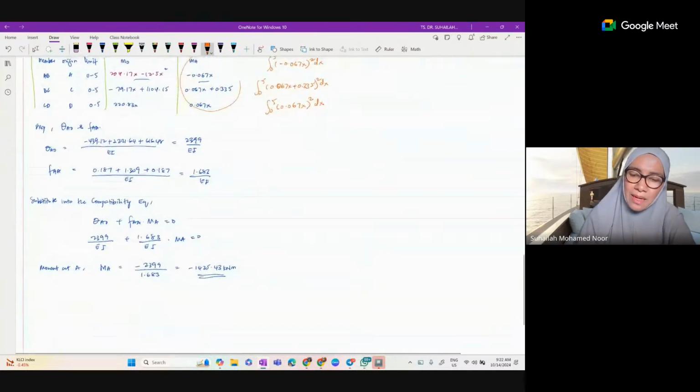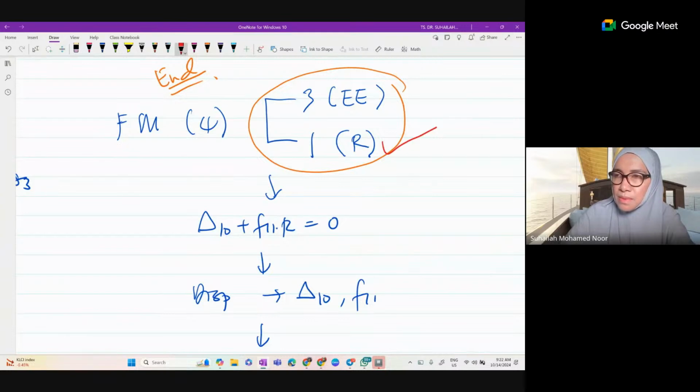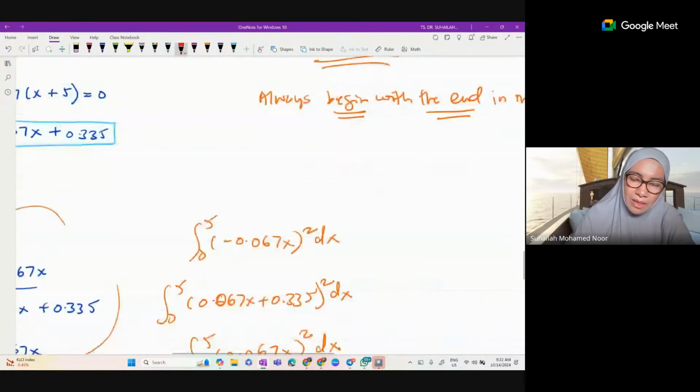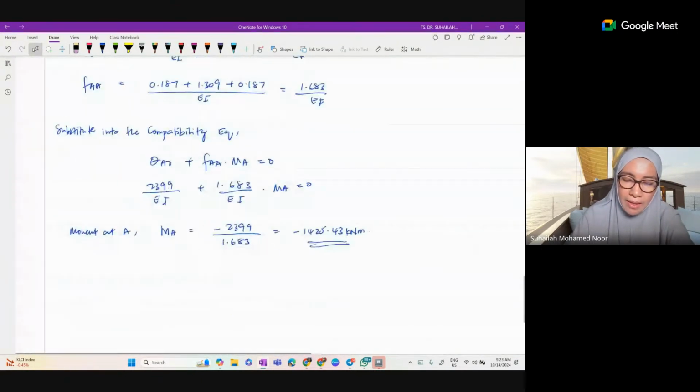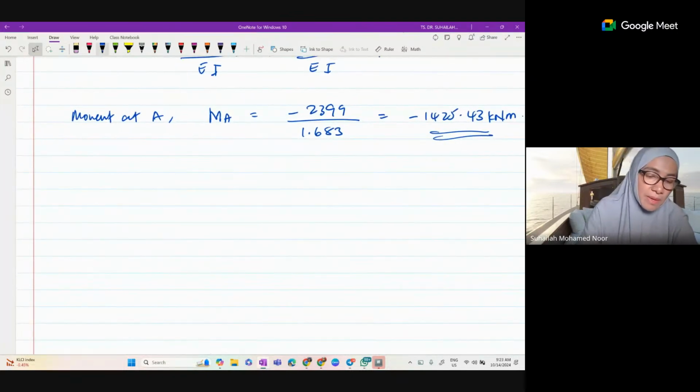So dah dapat redundant means yang ni dah dapat. Okay, redundant dah dapat. So kita tinggal lagi 3 remaining reaction. So 3 remaining reaction ni, actually once we have the redundant, we can solve using 2. Either we want to solve using equilibrium equation, can, or if we want to continue to solve using principle of superposition, also can. So ada dua option ya. So next is three remaining reaction.